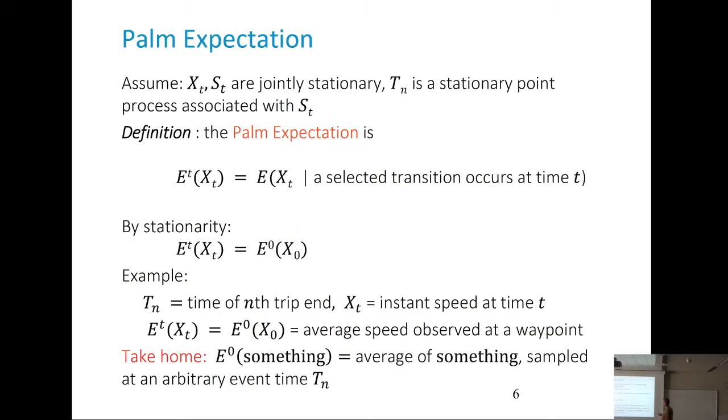The Palm expectation is then defined as, remember, we're interested in some quantity x of t. For example, the number of messages or customers in the queue. Then we call the Palm expectation at time t, with a little t in the exponent of the expectation symbol, the expectation of the quantity x(t), given that exactly at time t there is a special event, a selected transition occurs.